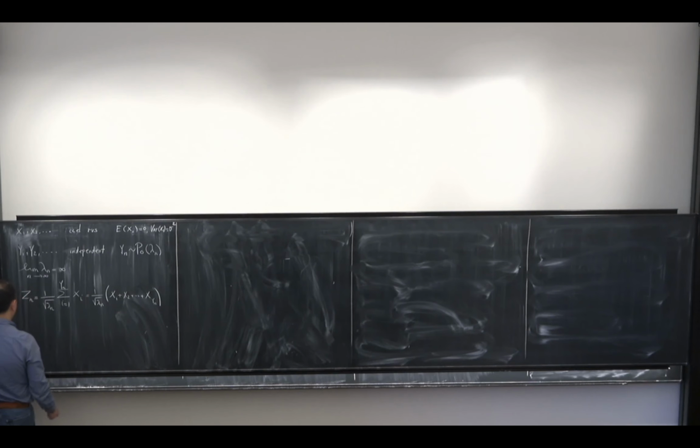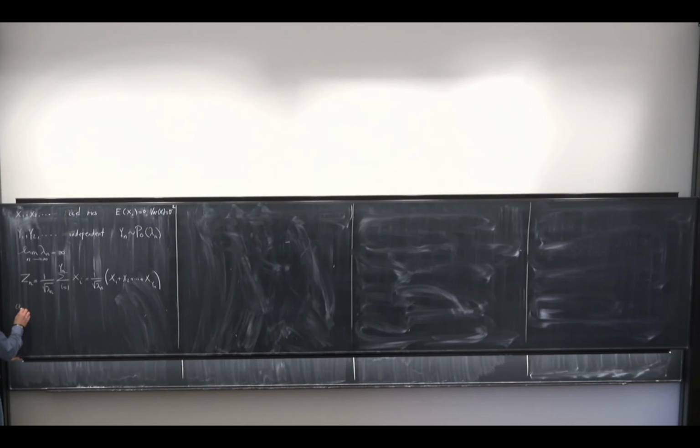So let us solve the first part. We want to calculate the expectation value of zn. We want to calculate the variance of zn for each n.